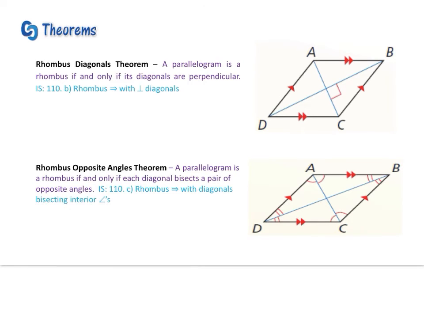So our rhombus diagonals theorem states that a parallelogram is a rhombus if and only if its diagonals are perpendicular. And we can see that here. We have to see our arrows indicating parallelogram. Now we have the rhombus opposite angles theorem: a parallelogram is a rhombus if and only if each diagonal bisects a pair of opposite angles.